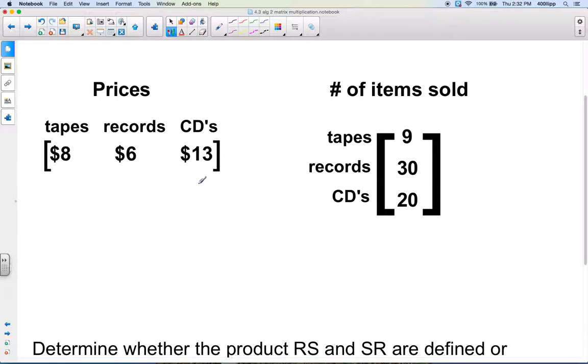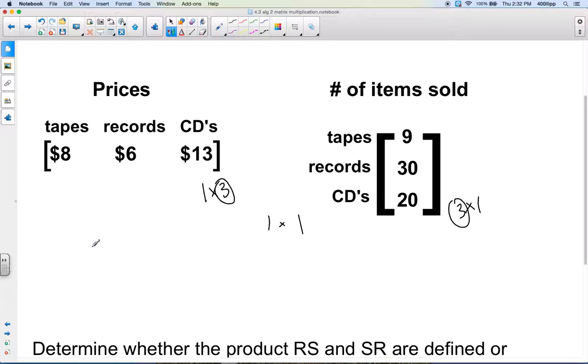So let's look at the dimensions. This is a 1 by 3, and this is a 3 by 1. The inside numbers are the same, and therefore we're going to get a 1 by 1. Look, I made a little X, so it looks like a 1 by 1.